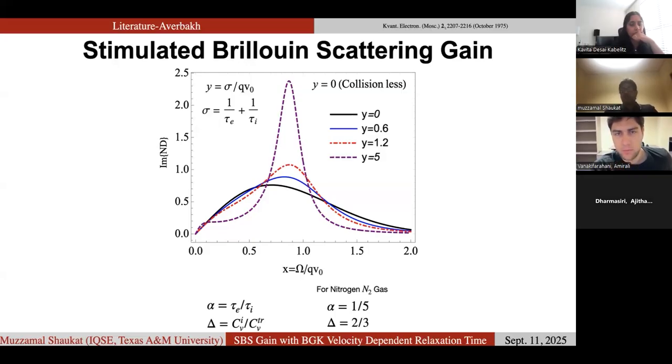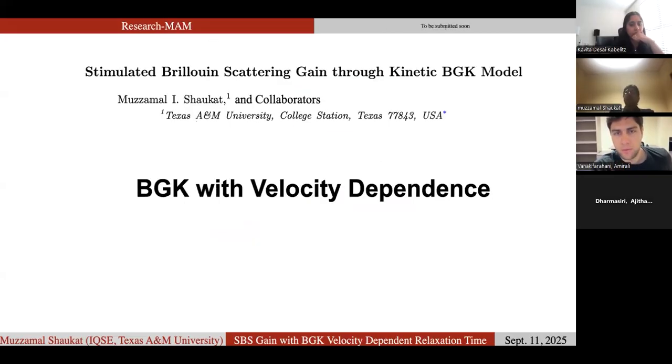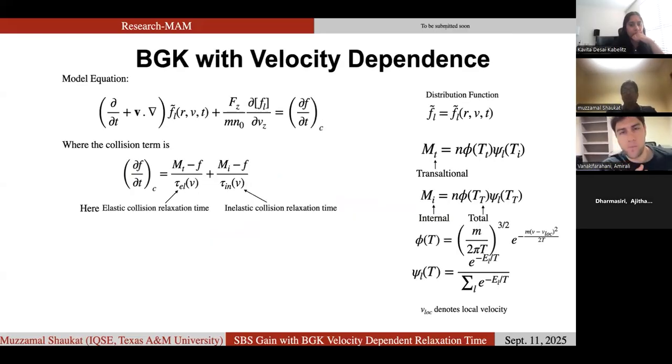Now comes the point of what we have done and what we have predicted. For that, we of course use the same model that Everbach has used or Morse has considered, like the elastic part and inelastic part. But now we replace that relaxation time with one that includes the velocity, instead of being independent of velocity.